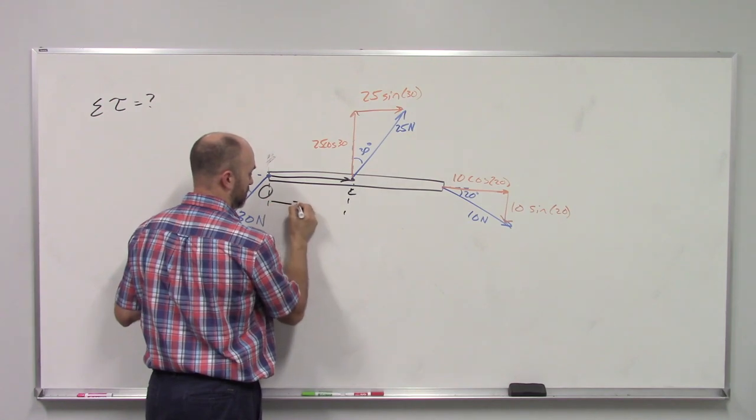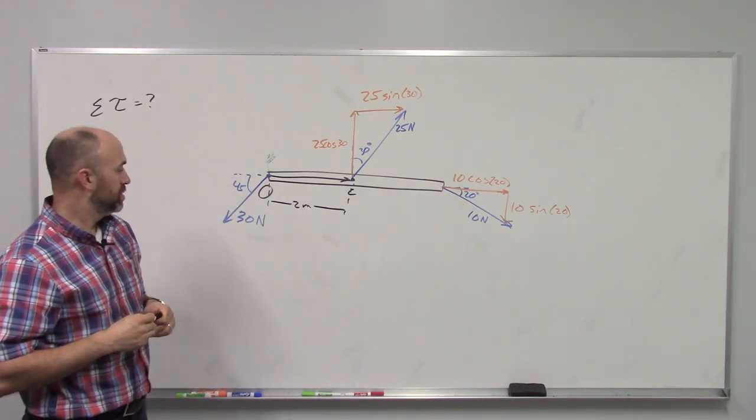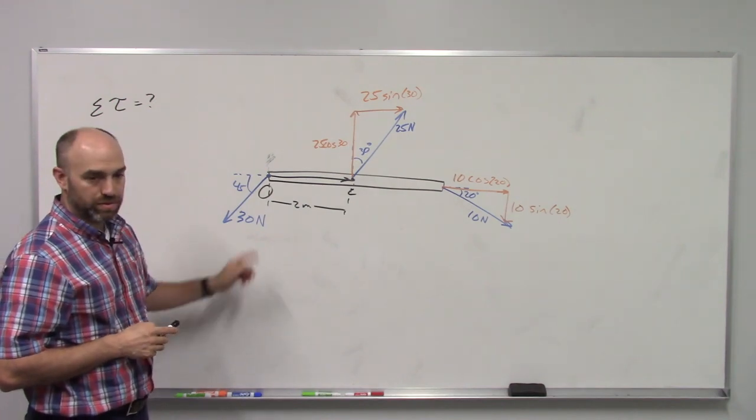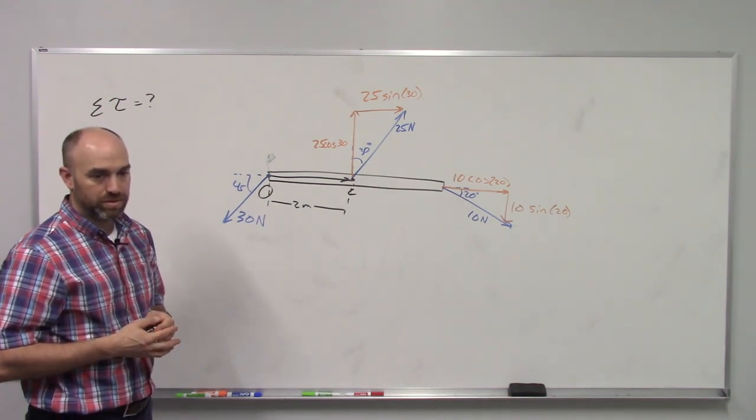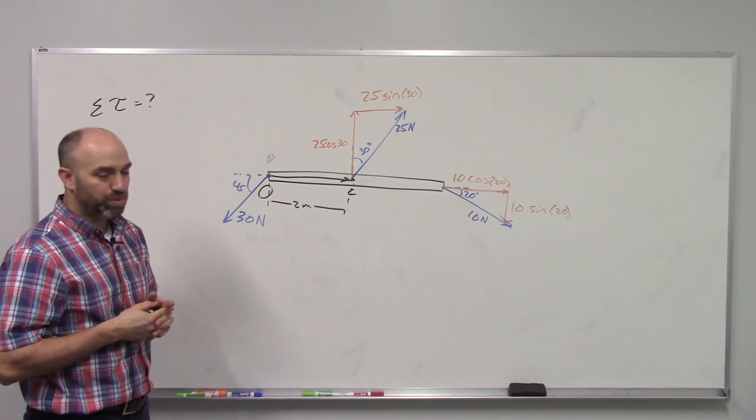Why is it that that left one, that force of 30 newtons on the left, why is it not putting a torque on? Because it's pulling on the hinge.